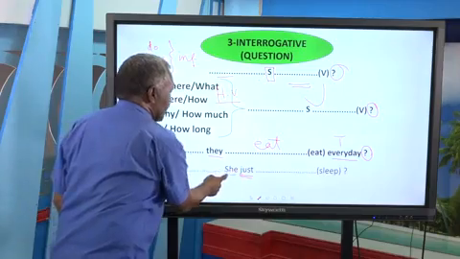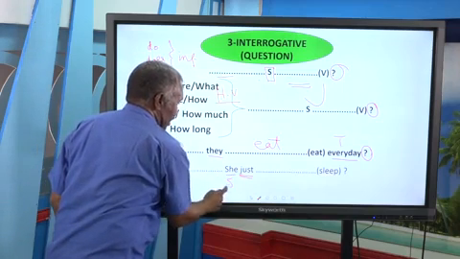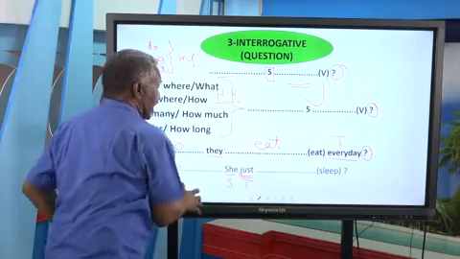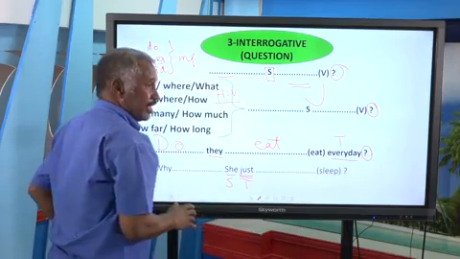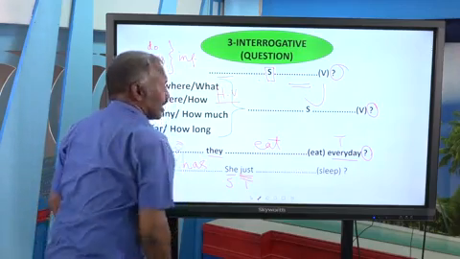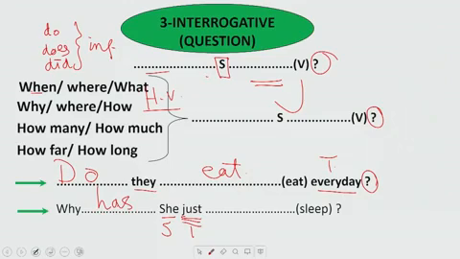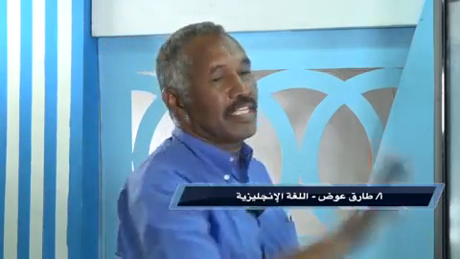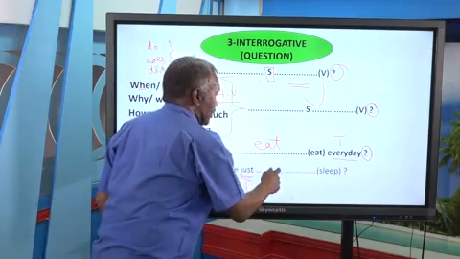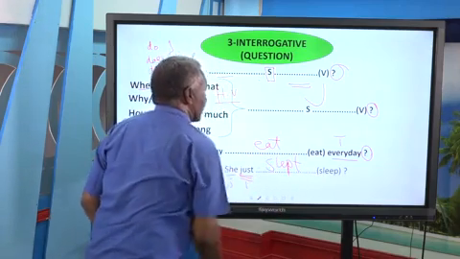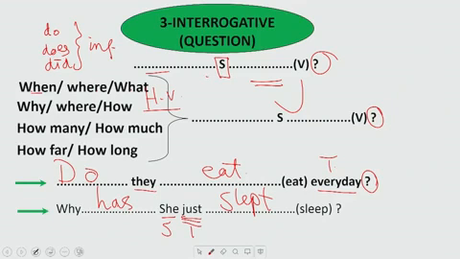Has, because the subject is she. This is the subject, and this is the time, then the helping verb and the conjugation of the verb (تصريف الفعل). With she we use has. And for the conjugation, the verb must be written in past participle. In perfect tenses, present perfect or past perfect, the verb must be written in past participle (الفعل بيتكتب في التصريف الثالث). Sleep is an irregular verb (من الأفعال الشاذة); the past participle of sleep is slept. So this is the answer to the question.